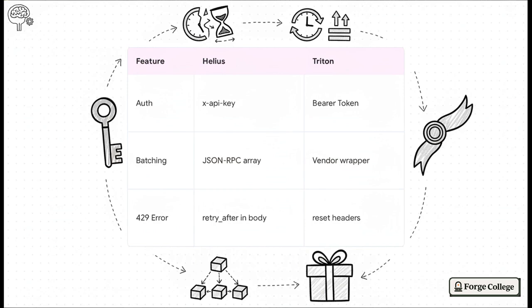Next up, batching. Helius is perfectly happy supporting standard JSON RPC batching as an array of objects. Triton, on the other hand, prefers single requests, or you have to use their own explicit vendor wrapper. And then, my personal favorite headache, rate limiting. When you inevitably get a 429 Too Many Requests error, Helius might bury a retry-after hint deep inside the JSON body, whereas Triton just uses the standard X-RateLimit-Reset HTTP headers. Our adapter basically has to play catcher for all these curveballs and translate them seamlessly.